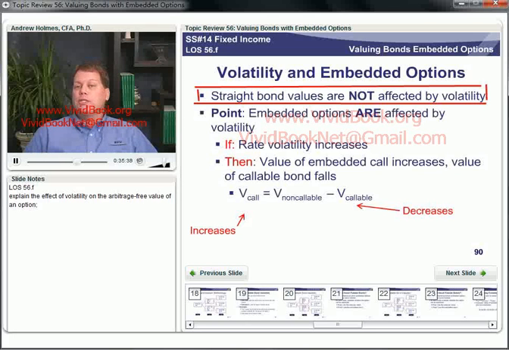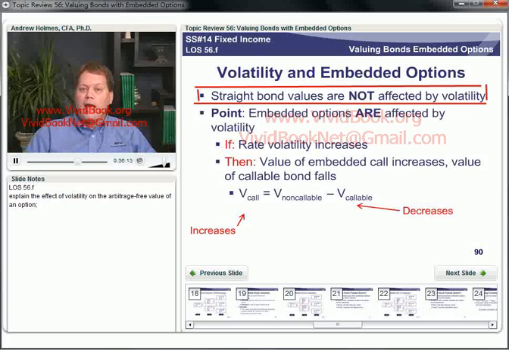An option is going to be a function of 5 values in a simple world: the spot price, the exercise price, time to maturity, interest rates, and volatility. Those are the 5 factors that impact the value of an option. We'll talk about this when we do the derivatives material, but options are a volatility play, meaning the higher the volatility, the greater the value of the option.